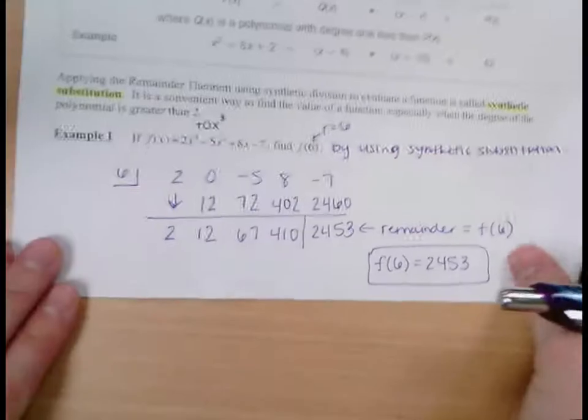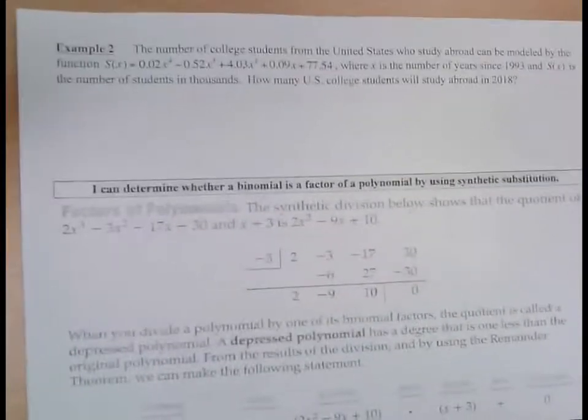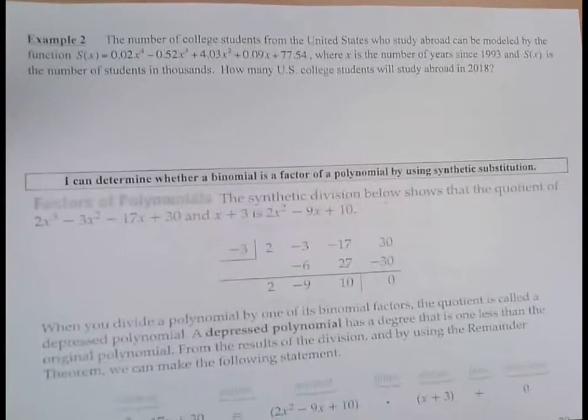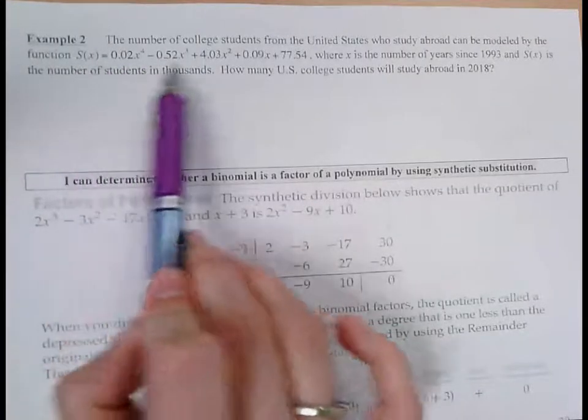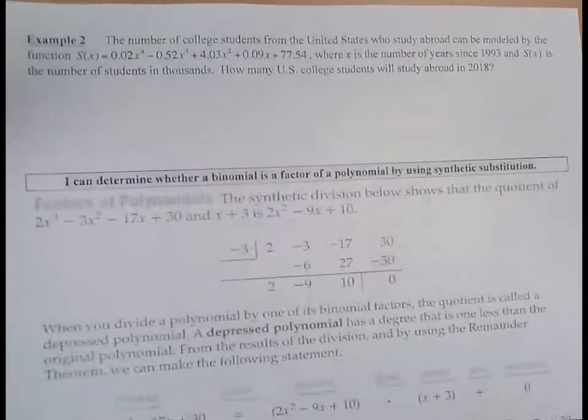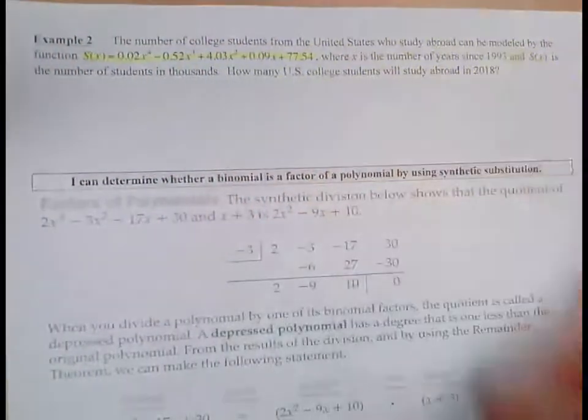Okay, so then for example 2 on the top of the back side, this is an application of that. So we have the number of college students from the United States who study abroad can be modeled by the function, and it gives us a function s of x. I'm just going to highlight that function because that'll be used.